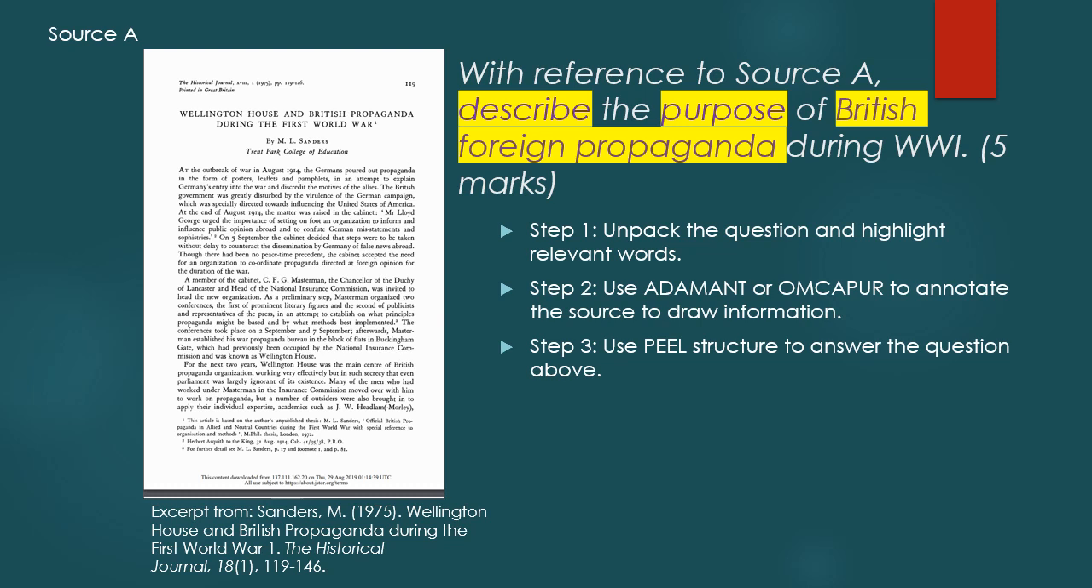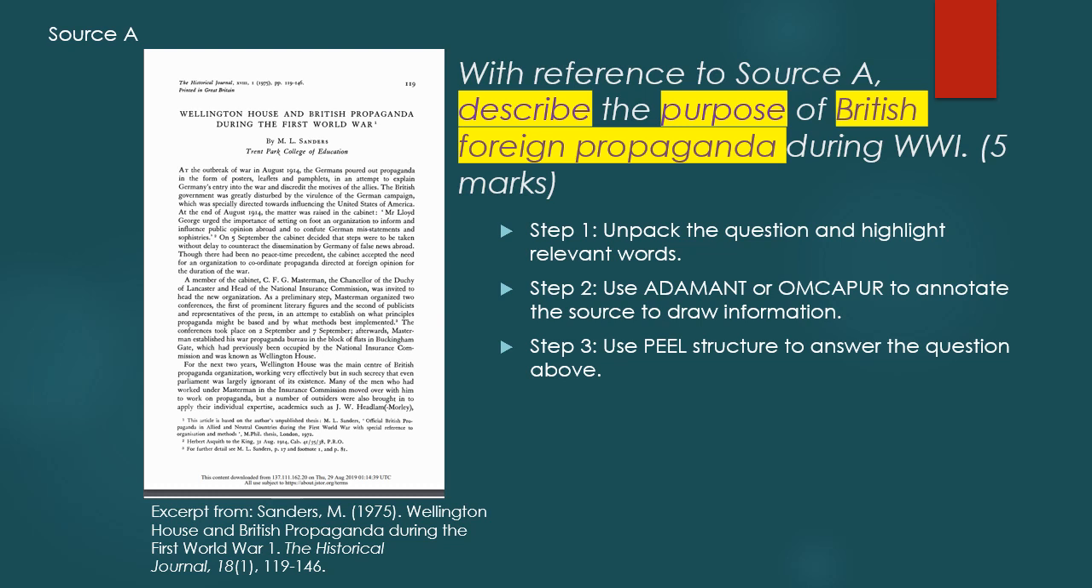If we read the first paragraph together, we'll be able to uncover the message. So let's just go through that. At the outbreak of war in August 1914, the Germans poured out propaganda in the form of posters, leaflets, and pamphlets in an attempt to explain Germany's entry into the war and discredit the motives of the Allies. The British government was greatly disturbed by the virulence of the German campaign, which was specially directed towards influencing the United States of America. At the end of August 1914, the matter was raised in the cabinet.